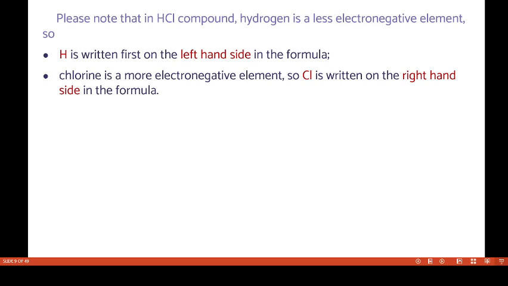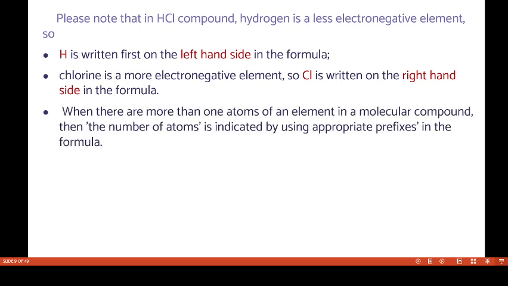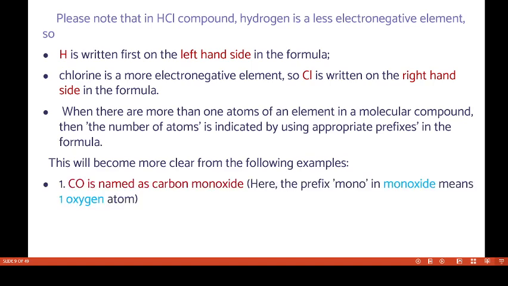Okay, so H is written first on the left hand side in the formula because hydrogen is a less electronegative element, and chlorine is a more electronegative element, so Cl is written on the right hand side in the formula. When there is more than one atom of an element in a molecular compound, the number of atoms is indicated by using appropriate prefixes in the formula. This will become clearer from the following examples.